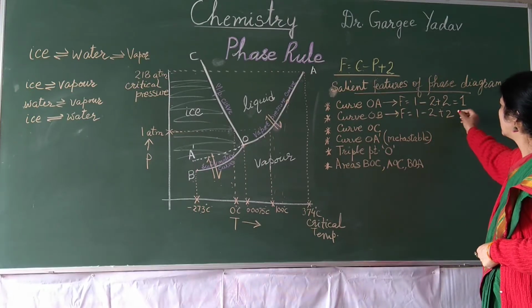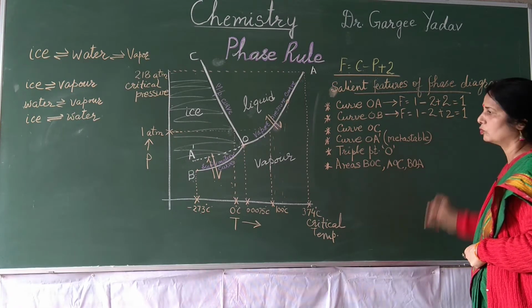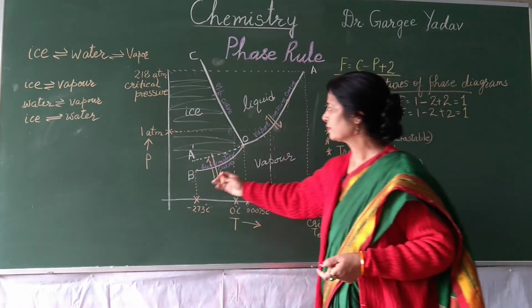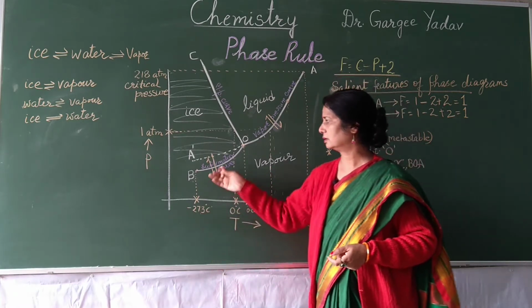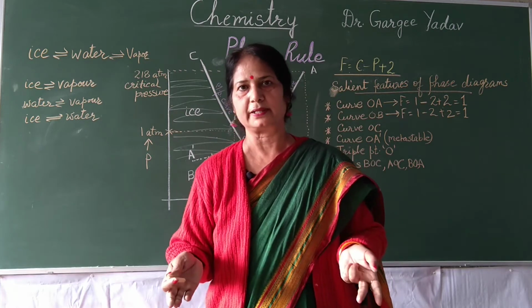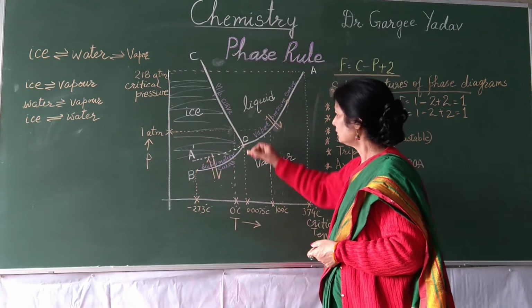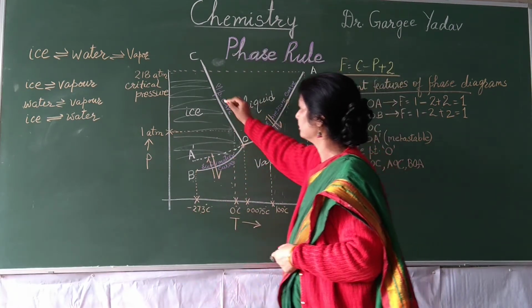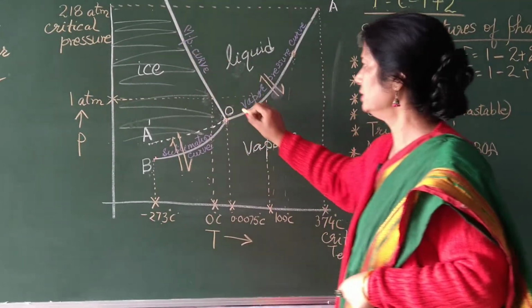So F will be again equal to 1, that is, the system is monovariant along the curve OB, and if we fix the temperature or we fix the pressure, the other variable will be automatically fixed. Now let's see the curve OC. Now we are having the curve OC.